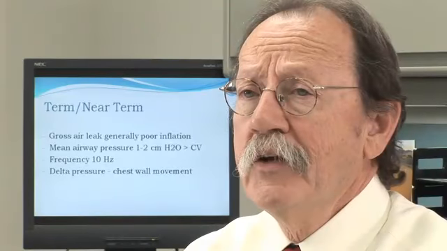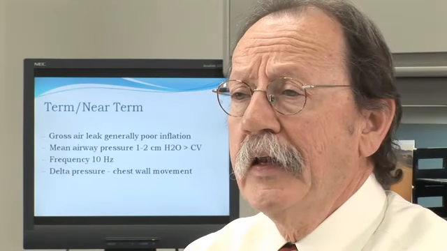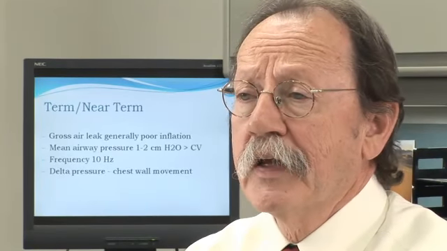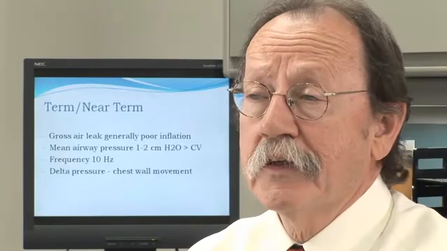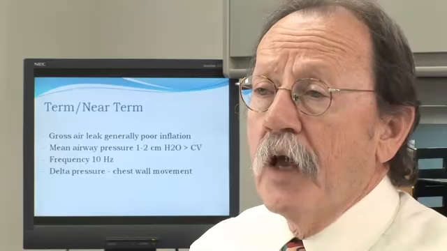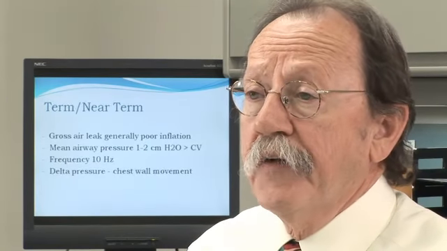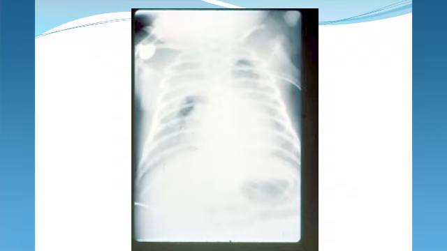For the term and near-term infant, if they have severe air leak and they have poor inflation, then you have to go up on the mean airway pressure to get the lung inflated. And again, never above 10 hertz, and typically we would use 6 to 10 hertz for these kinds of patients because the most common cause other than meconium for air leak is infection in these patients.